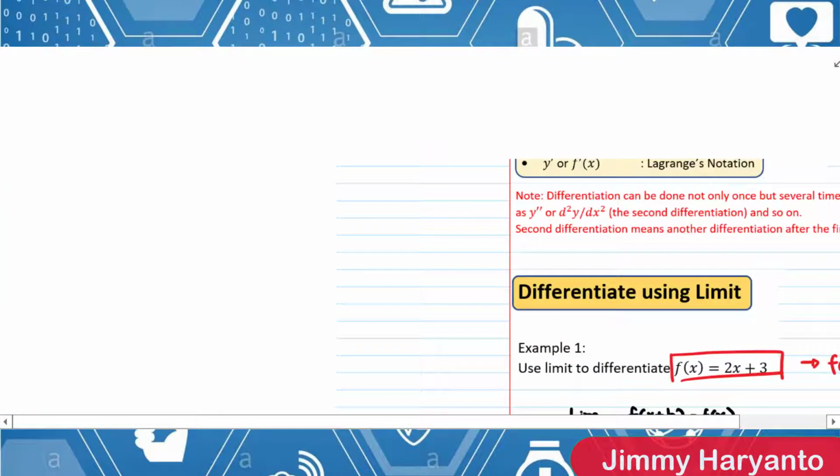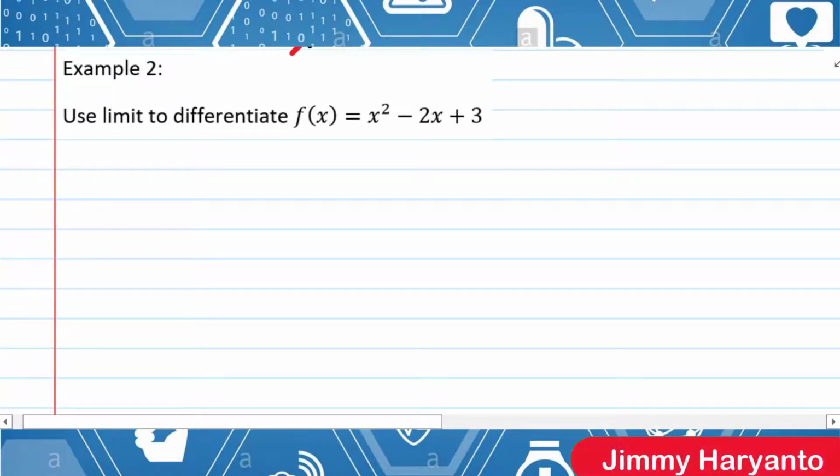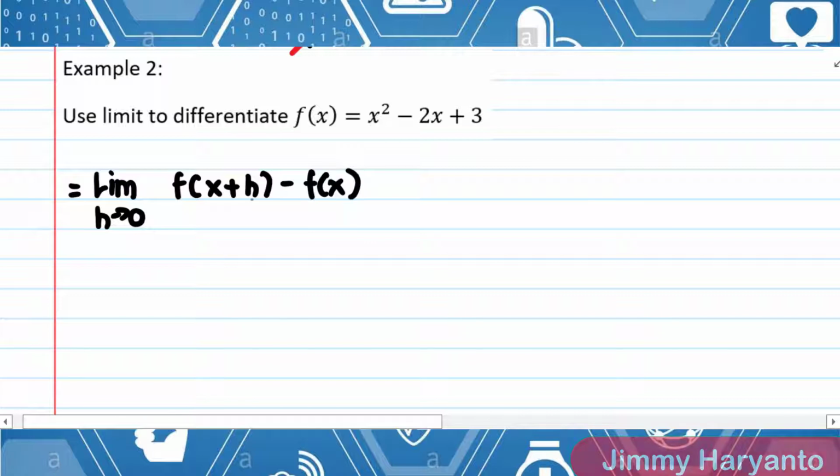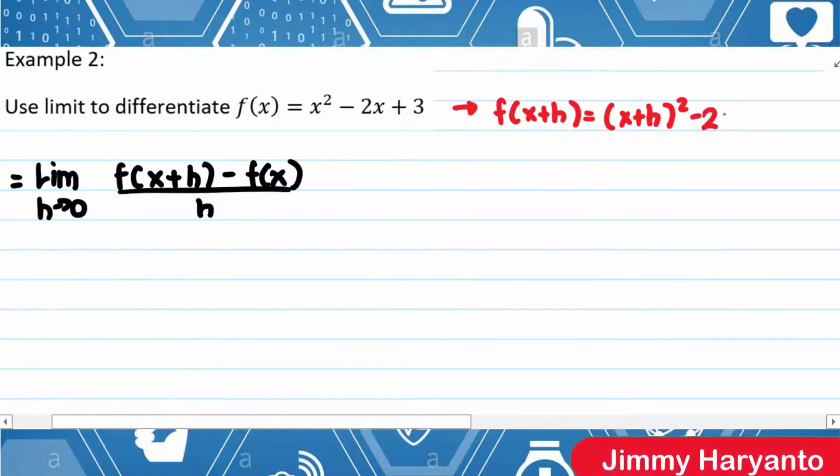Next, example number 2. Use limit to differentiate f(x) equal to x squared minus 2x plus 3. So let's write the notation first. Limit h approaching 0 from f(x plus h) minus f(x) over h. For this one, I will try to find f(x plus h) first before we go to the limit. So I will have x plus h squared minus 2 times x plus h plus 3.